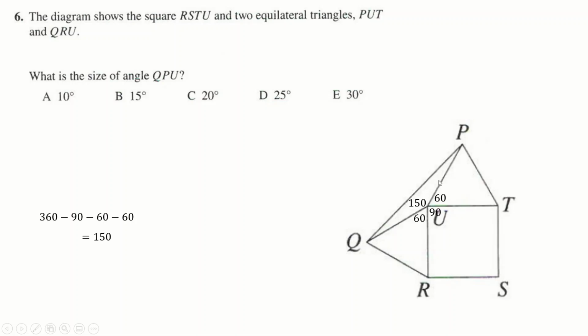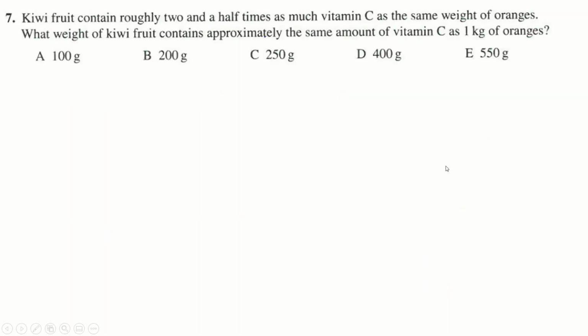Now this triangle is isosceles because this length is the same as this one, which means these 2 angles are the same, which means 180 minus 150 is 30. That's how many degrees are left in this triangle. The 2 angles are the same, so 30 divided by 2 to share them equally gives me 15.